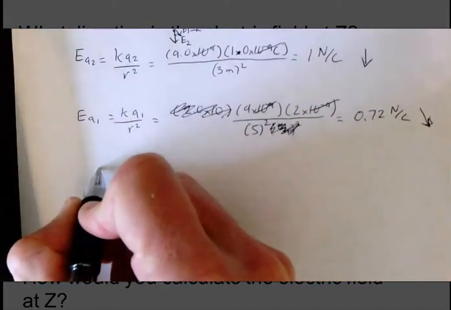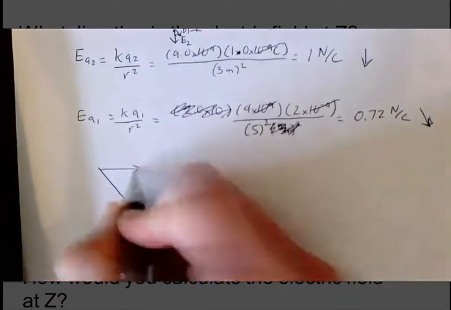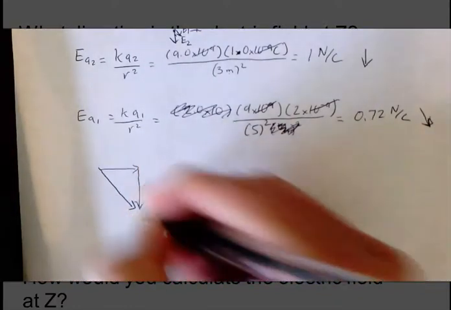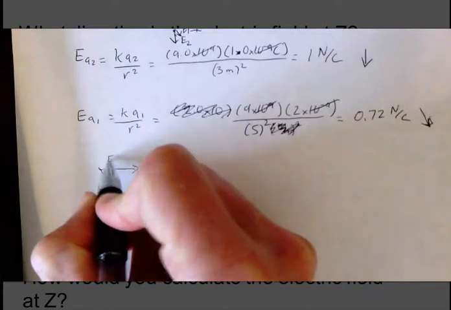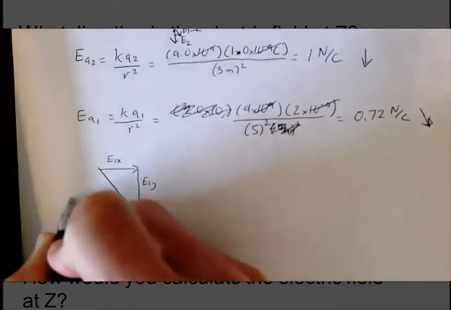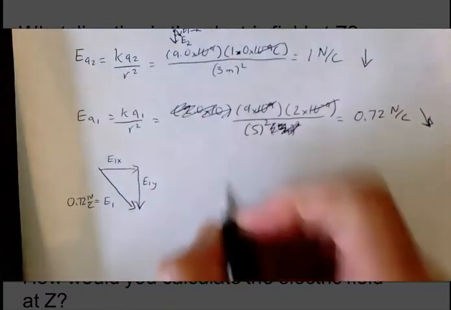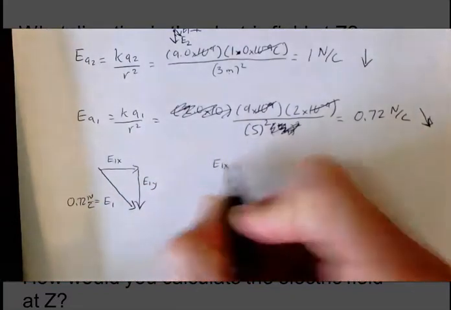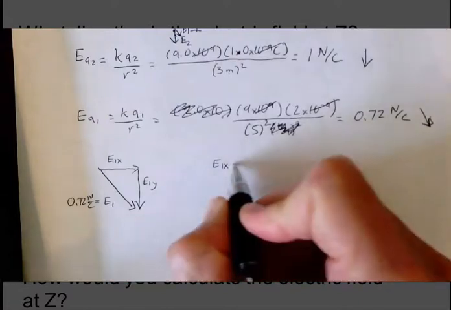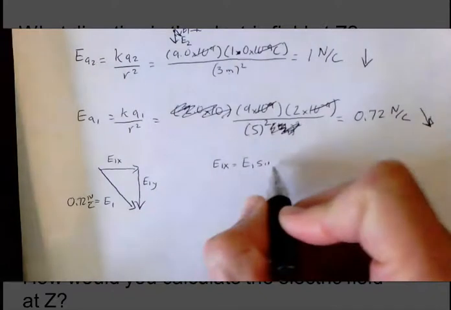So if I were to draw this vector, big E1, I'm going to figure out how much of it is to the positive x direction, if we call it to the right, the positive x. What's E1x? What's E1y? If this is E1, and E1 is 0.72 newtons per coulomb, well, E1x would be E1 sine or cosine of this angle.